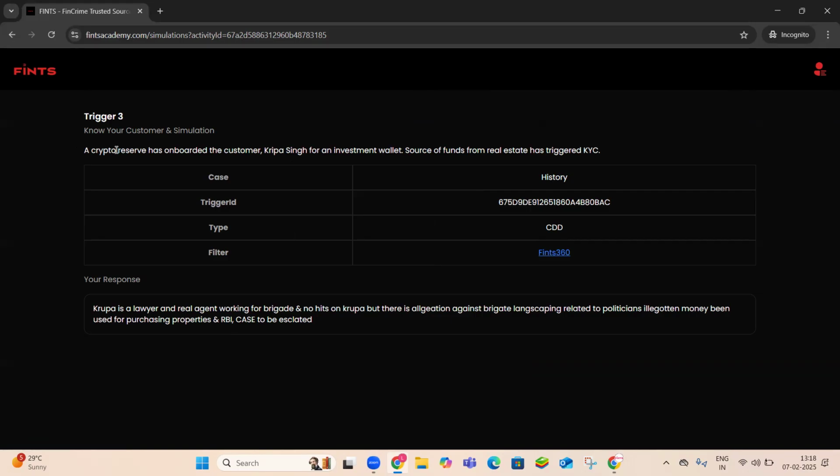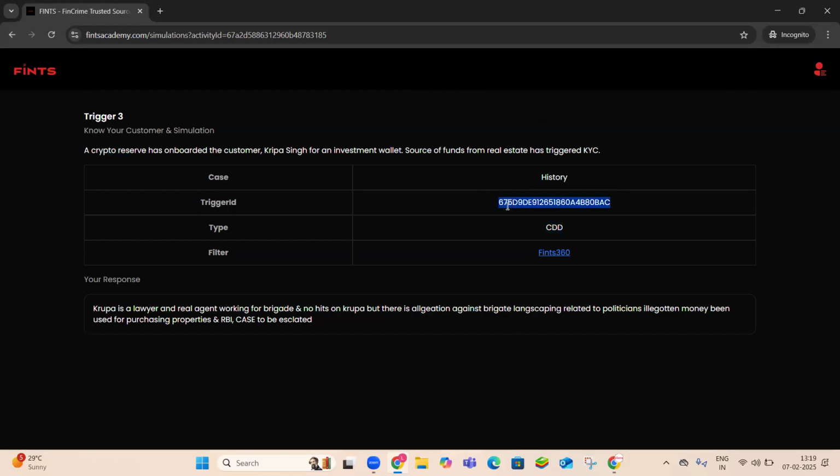This is a system trigger that we have. Crypto Reserve is a company that has onboarded a customer called Krupa Singh for an investment wallet, with the source of funds stated as real estate, which has triggered a CDD, customer due diligence. As a securities or crypto company, you try to understand who Krupa Singh is, why he is making the investment, what the main purpose is, what his source of funds and income are. It is the responsibility of Crypto Reserve to understand this. This is a trigger ID, and this is a customer due diligence trigger.